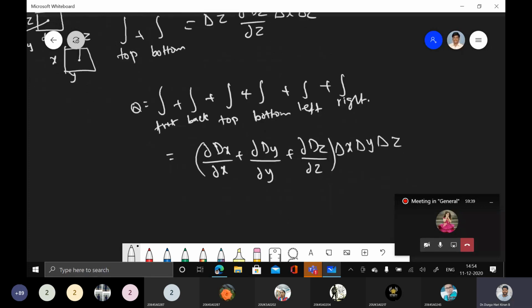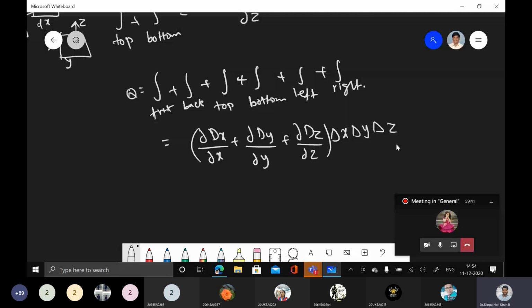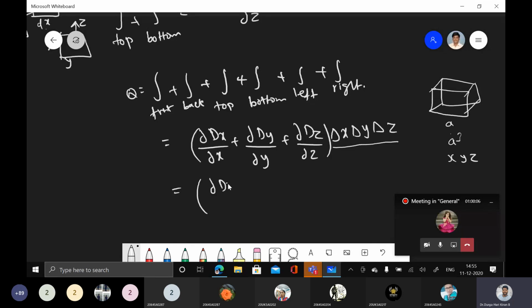What are delta x, delta y, delta z? It is the volume. There is a rectangle. Consider that whatever it may be, it is in a cube or rectangle. The volume is simply, if it is side A, a cube is A cube. If it is in rectangle form, x into y into z, length into breadth into height. So what is this delta x, delta y, delta z? It is volume.